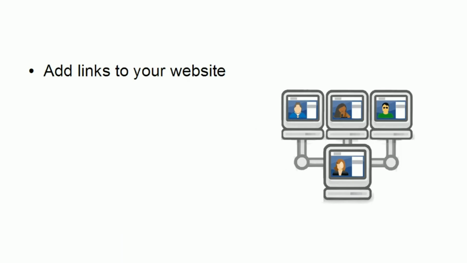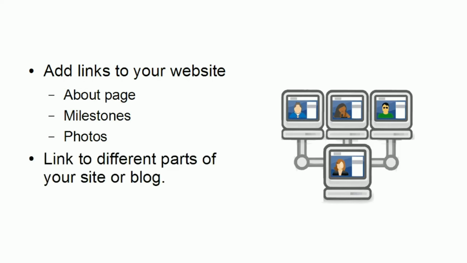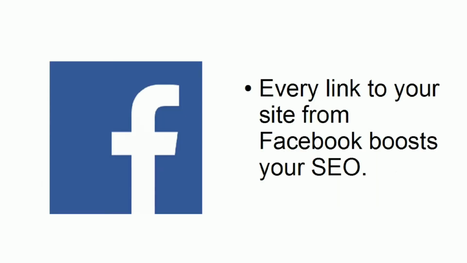You also want to add links to your website, and you want to add these links from different places on Facebook. So you want to add some links to your web page from your About page on Facebook, from the milestones, and from photos that you post on Facebook. And you want to link different parts of your site or blog to these different places in Facebook, so they're not the same link being replicated over and over again. Because every link to your site from Facebook is going to boost your SEO or search engine optimization. So it's going to make your site more attractive to search engines like Google.